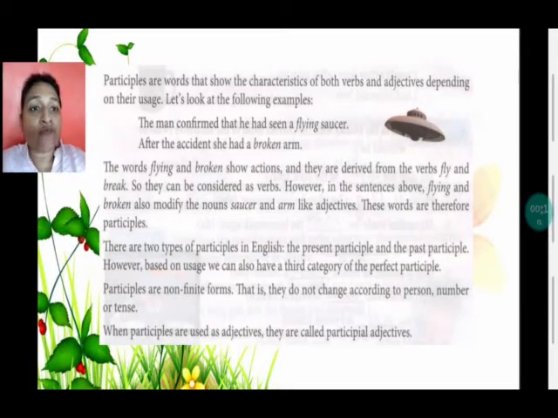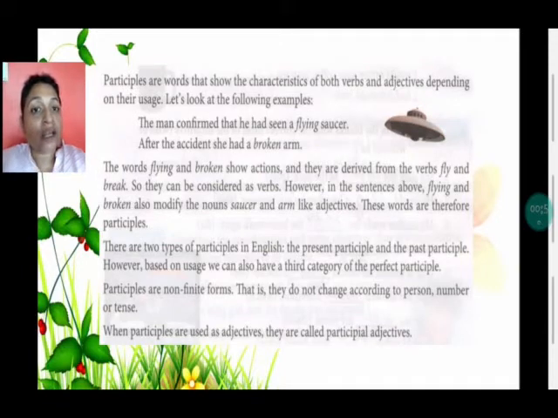The man confirmed that he had seen a flying saucer. After the accident, she had a broken arm. Now here you can see that the verb has got ing, and in the second sentence it is in past participle form. So the verbs which have got ing, past tense form or past participle form, and they act as an adjective, that is a describing word, then we call them participles.